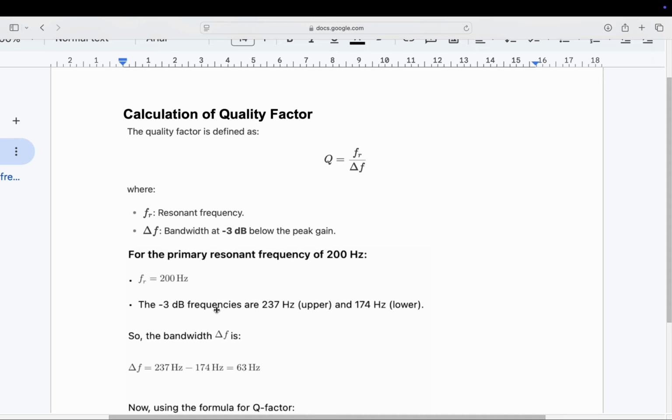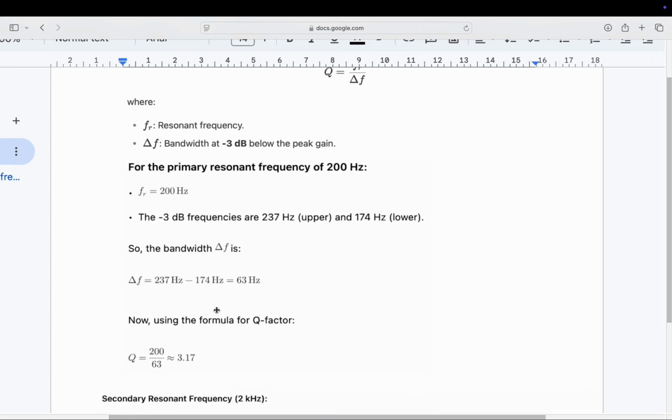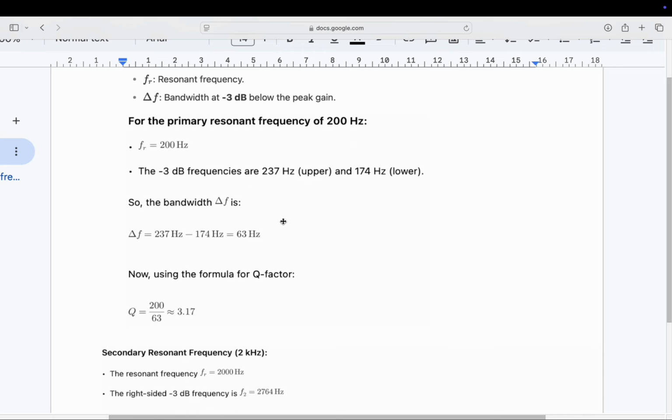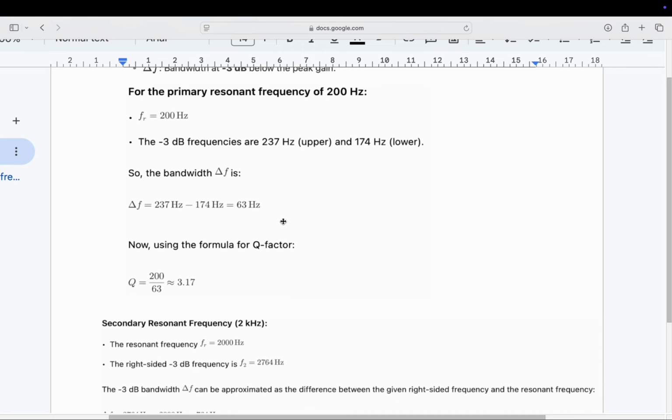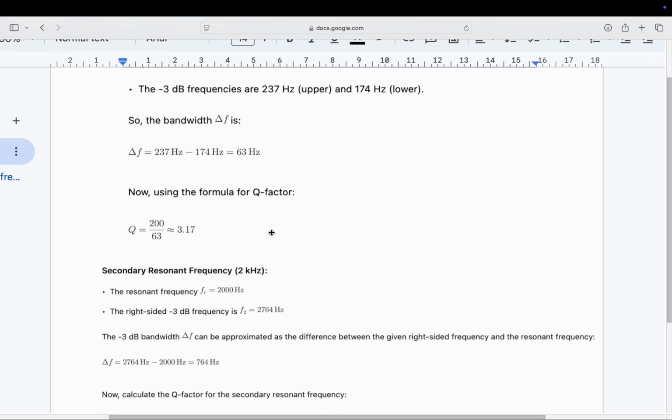Quality factor is given by the resonant frequency divided by the bandwidth, and bandwidth is calculated as the range where the 3 dB gain dip takes place. For the primary resonant frequency, which is 200 hertz, the minus 3 dB frequencies occurred at 237 in the upper region and 174 in the lower region. So we calculated the bandwidth and then the quality factor, which comes out to be 3.17.